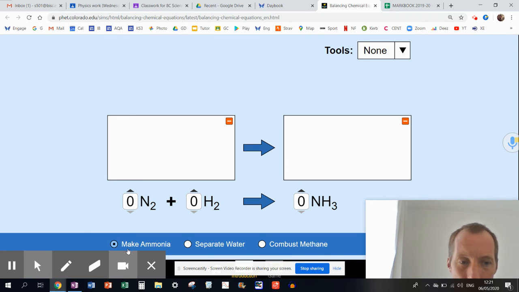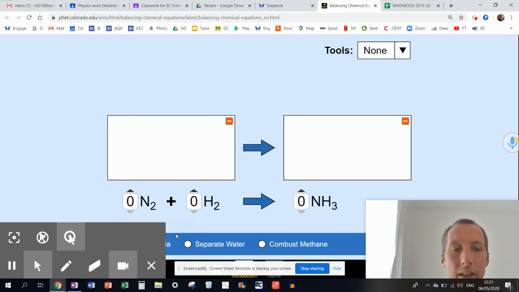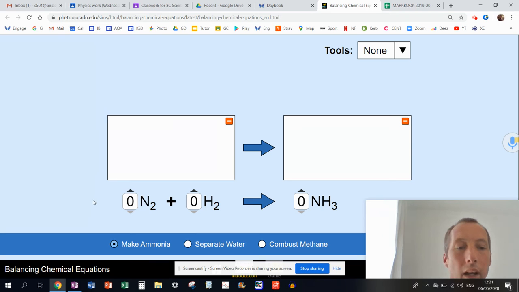So we've got 3 different reactions that are going to go on here. I'm just trying to get something off my screen. Bear with me 1 minute. Now we've got 3 reactions here. We've got making ammonia, separating water, and combusting methane. Combusting methane is actually the one we've just done on the screen now, so that one should be simple.